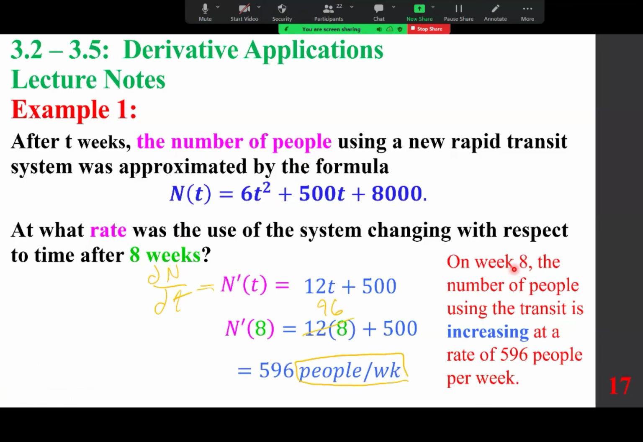On or after week 8, the number of people using the transit is increasing at the rate of 596 people per week. Why increasing? Because this number is positive. What if it were negative? You would just write decreasing, you wouldn't change this. Whether it's positive or negative, you write this number as positive. Increasing means positive, decreasing means negative.